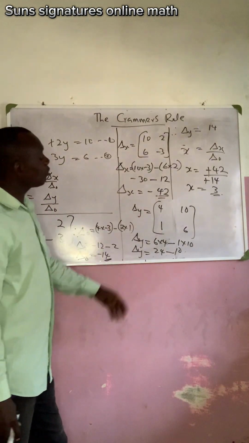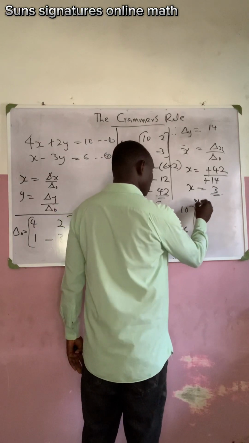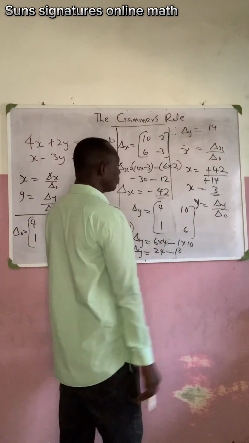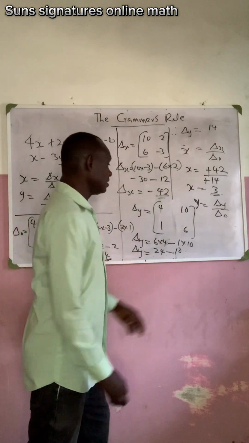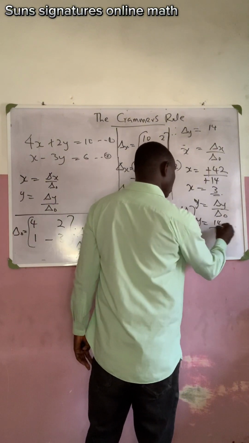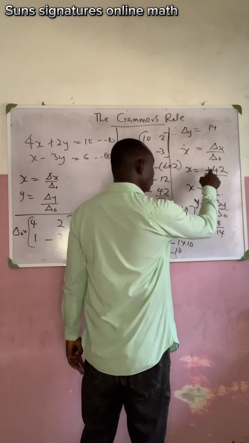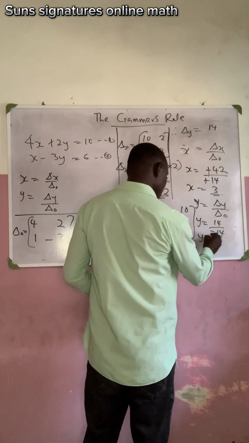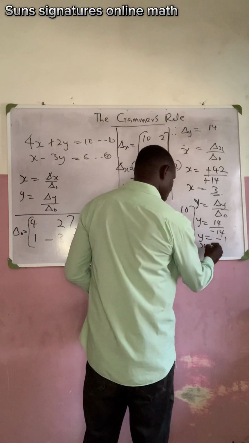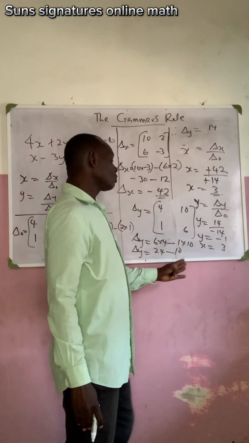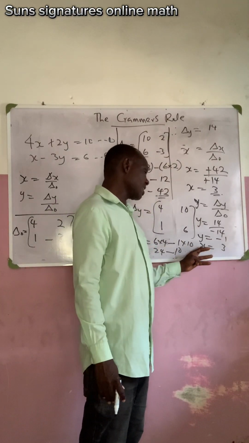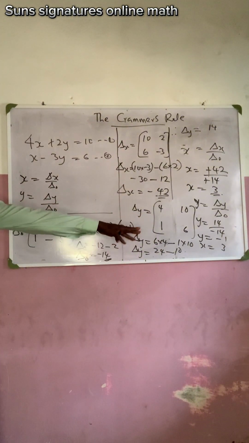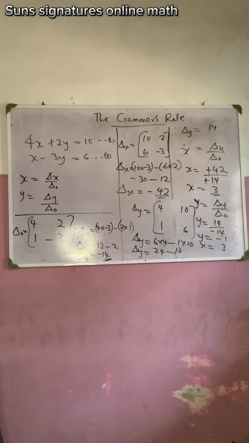Then the value of y will be delta y all over delta 0. My delta y is 14, so y will be equal to 14 all over minus 14, because my delta 0 is minus 14. So my y is equal to minus 1. X is equal to 3 and y is equal to minus 1. Those are the solutions of this equation.